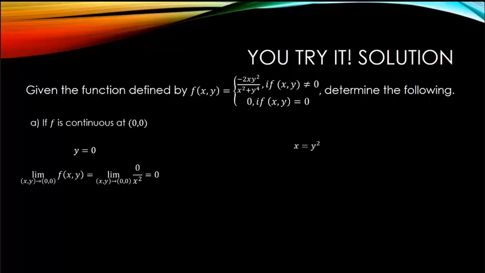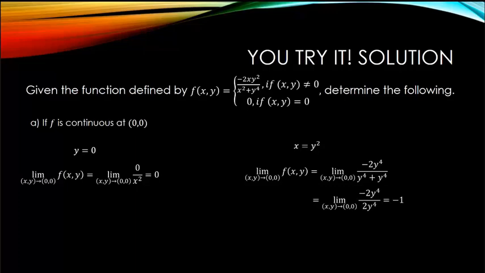I'm going to now pick the path along x equals y squared. The limit as xy approaches 0, 0 of my function is now given by the limit of negative 2y to the fourth over y to the fourth plus y to the fourth. This simplifies to negative 2y to the fourth over 2y to the fourth, and this limit value is negative 1. Because the limit values are not the same for these two different paths, the limit does not exist, so that my function is not continuous at 0, 0.